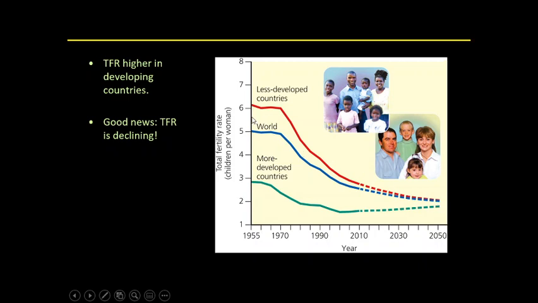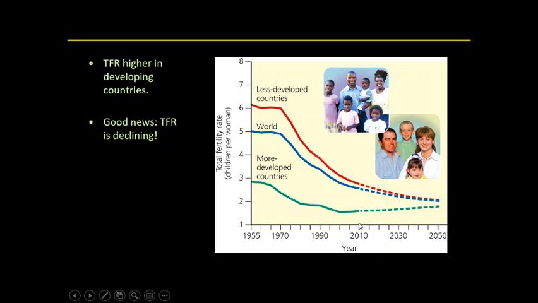To break it down a little more, back in the post-World War II era, up until around 1970 or so, in the less developed countries, women were having about 6 children during their lifetimes. Can you imagine? Maybe some of you came from large families, but I think most of us in the class, or most of your professors at the college, came from substantially smaller families.